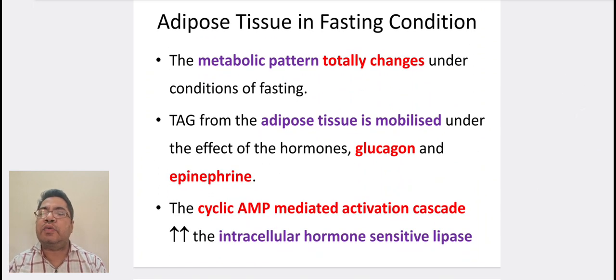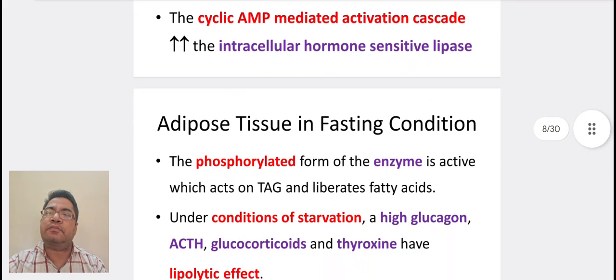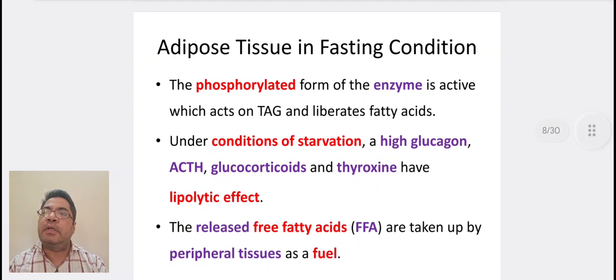Coming to adipose tissue in fasting condition, the metabolic pattern totally changes under the conditions of fasting. Triacylglycerol from the adipose tissue is mobilized under the effect of hormones, glucagon and epinephrine. The cyclic AMP mediated activation cascade increases the intracellular hormone sensitive lipase. The phosphorylated form of the enzyme is active, which acts on triacylglycerol and liberates fatty acids.